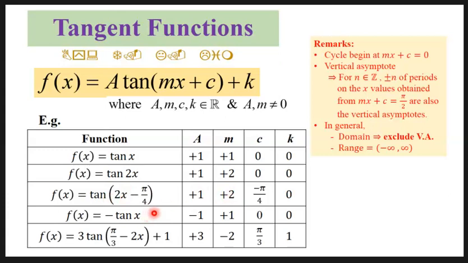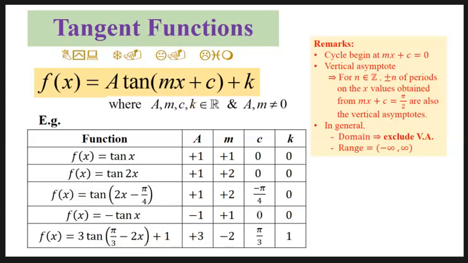The next one, if I compare the fourth one with the first one, the difference is just in the coefficient of the function tangent, where now I have a negative on the capital A. And lastly, we have the case where A, M, C, K all have specific values as reference: A is 3, M is negative 2, C is π/3, and at last the constant k is 1.